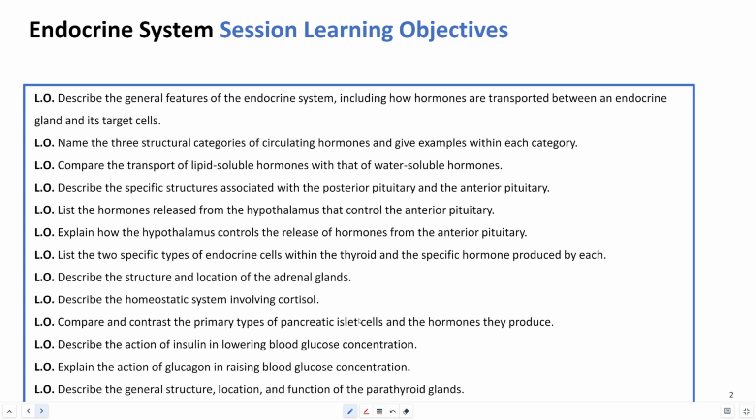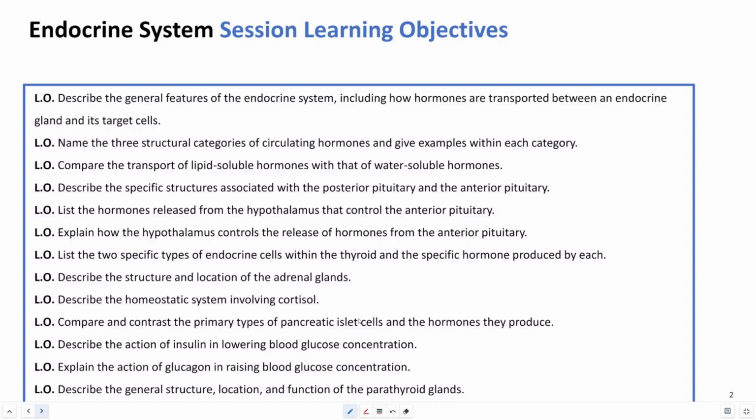Describe the specific structures associated with posterior pituitary and anterior pituitary. List the hormones released from the hypothalamus that control the anterior pituitary. Explain how the hypothalamus controls the release of hormones from the anterior pituitary. List the 2 specific types of endocrine cells within the thyroid and specific hormone produced by each. Describe the structure and location of the adrenal glands.